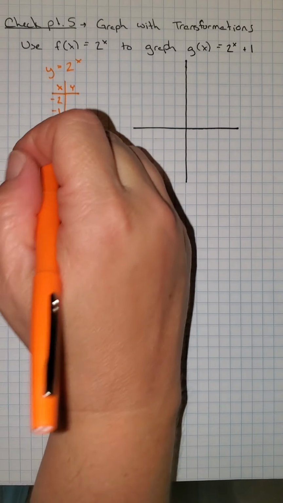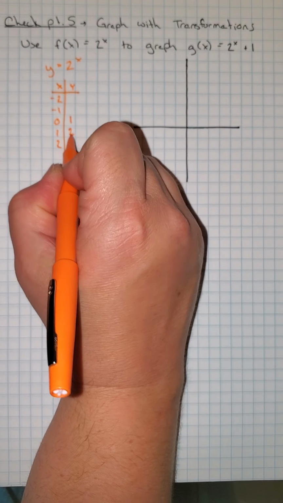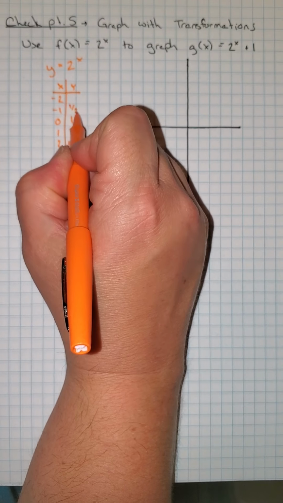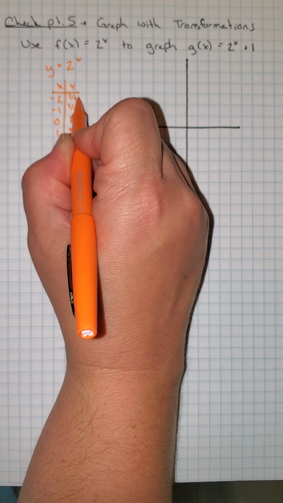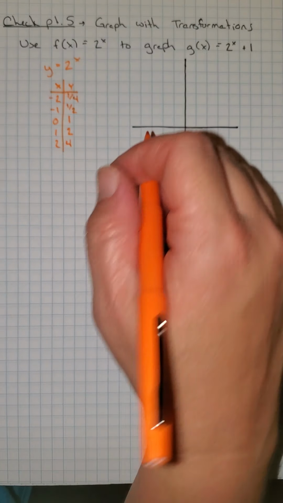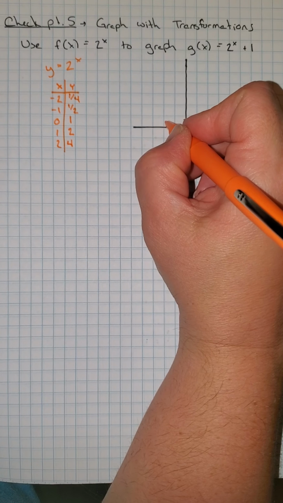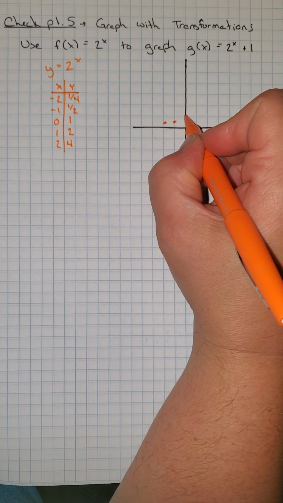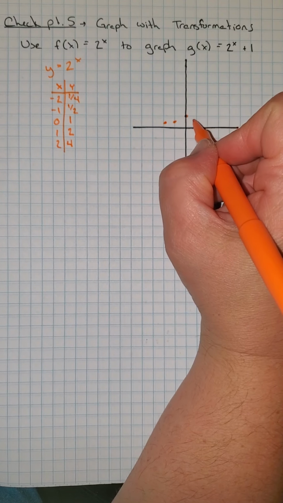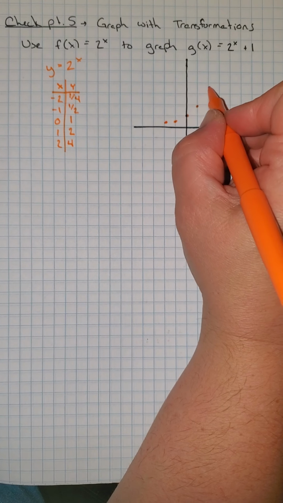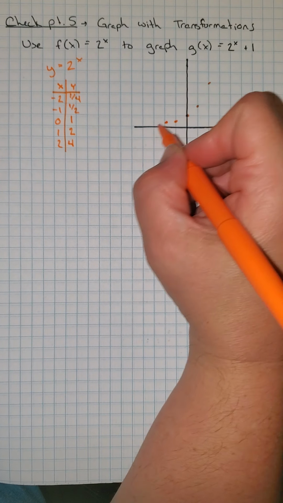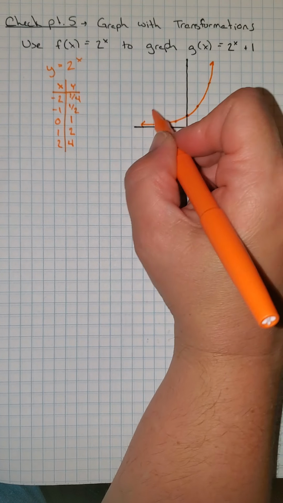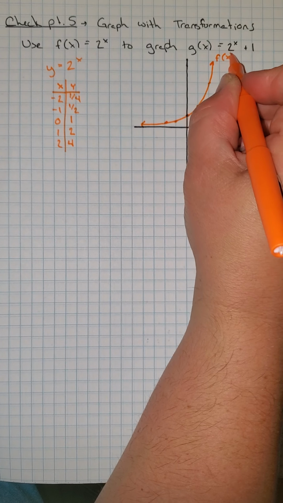Okay, so anything to the 0 is 1, 2 to the 1 is 2, 2 to the 2 is 4. So 2 to the negative 1 would flip it and make it 1/2. 2 to the negative 2 would flip it and make it 1/4. So we have negative 2, 1/4. We have negative 1, 1/2. 0, 1. 1, 2. And 2, 4. Alright, so that's our original graph, 2 to the x.